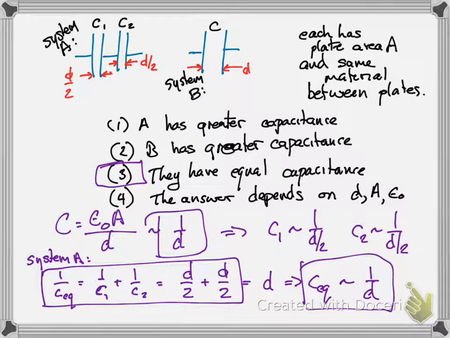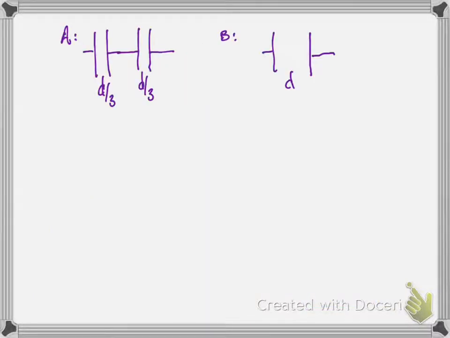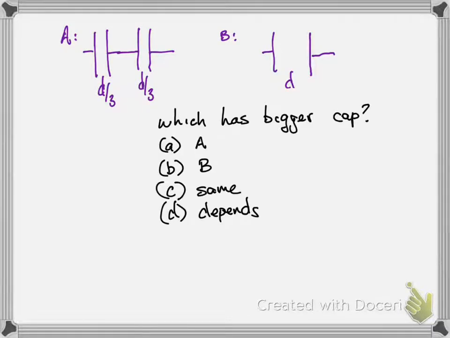So now let me ask a similar question. Now what if I make the two capacitors in series a little narrower, a little closer together, and ask now which one has a bigger capacitance? The equivalent capacitance of system A or the capacitance of system B? Which has a bigger capacitance? So I would challenge you to answer this conceptually rather than by calculation. You should stop and think about it, try to answer it, and then look at my solution.